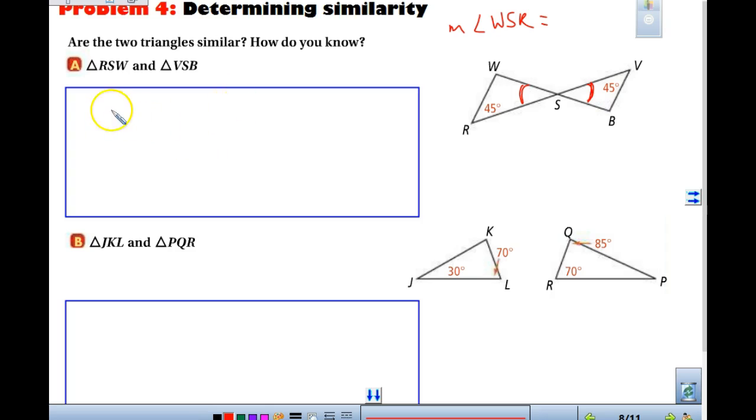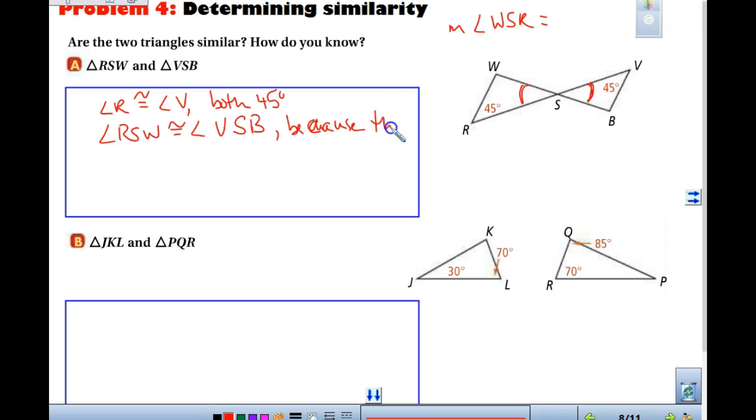So what we're going to say is we're going to start off and say something like this. Angle R, we already can see from this picture, is congruent to angle V. Why? Because they were both 45 degrees. And we now know that angle RSW is congruent to angle, and if we go from R to S to W, we want to make sure we start at V to S to B. So we're going to go V, S, B. Are congruent, and the reason they are congruent is because they are vertical angles.